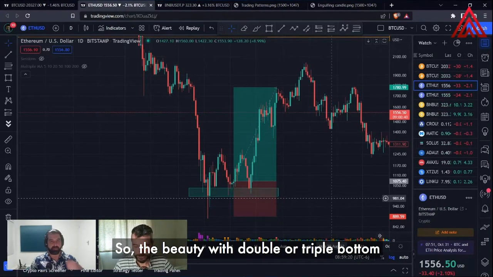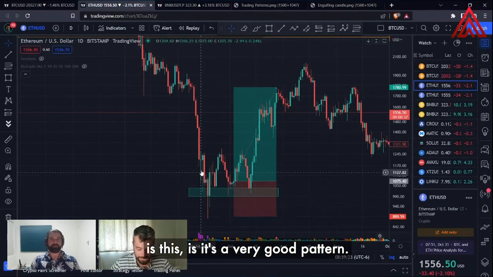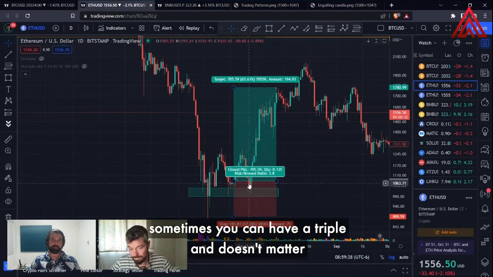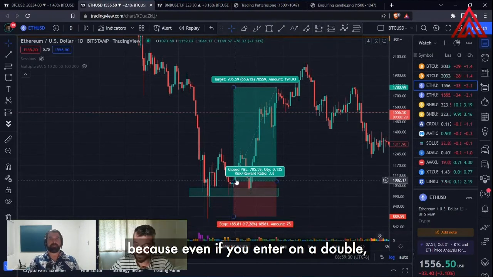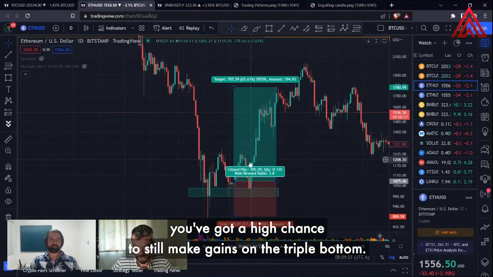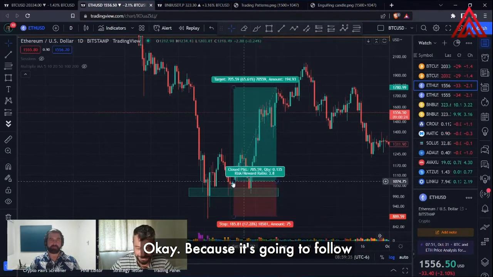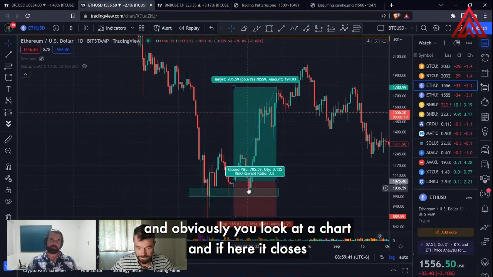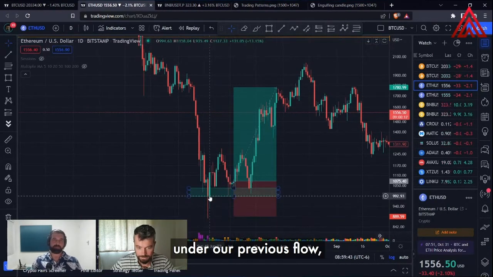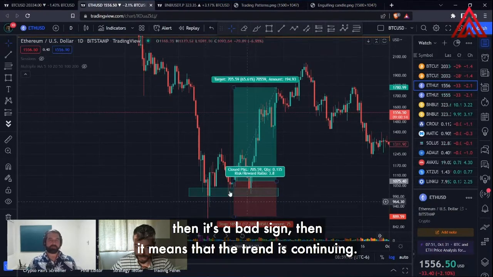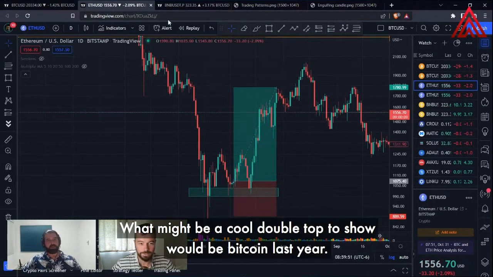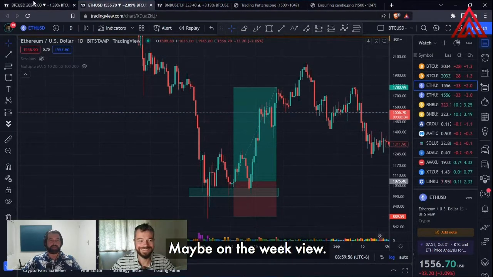So the beauty with a double or triple bottom is this: it's a very good pattern, and when you see a double, sometimes you can have a triple, and it doesn't matter because even if you enter on the double, you've got a high chance to still make wins on the triple bottom, because it's going to follow. And obviously, you look at the chart, and if here it closes under our previous low, then it's a bad sign. Then it means that the trend is continuing. Okay, simple. What might be a cool double top to show would be Bitcoin last year, maybe on the weekly.